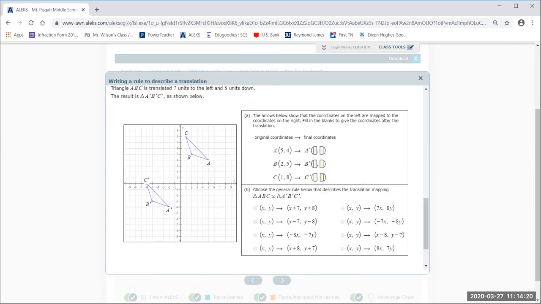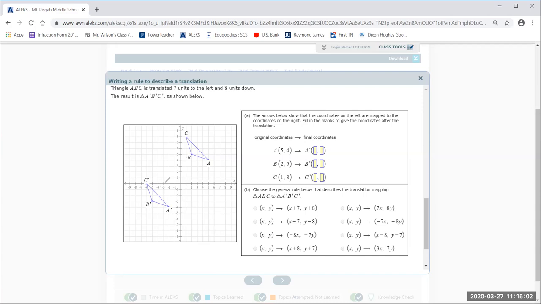Okay, so it says triangle ABC is translated 7 units to the left and 8 units down. The result is triangle A prime, B prime, C prime. When we translate, we sometimes call that a slide. You notice the size of the figure is the same, unlike the one we did before where we were working with dilation, where the figure was enlarged. In this case, the figure does not change in size.